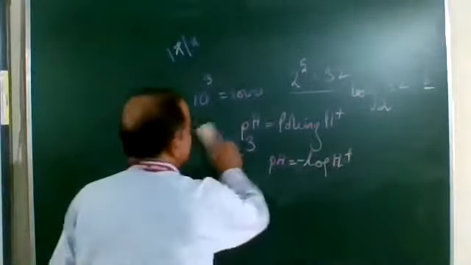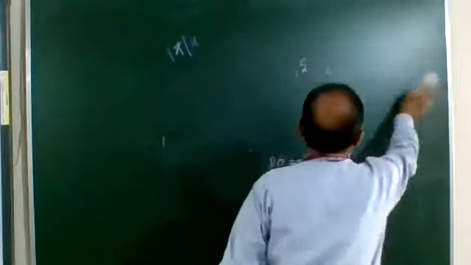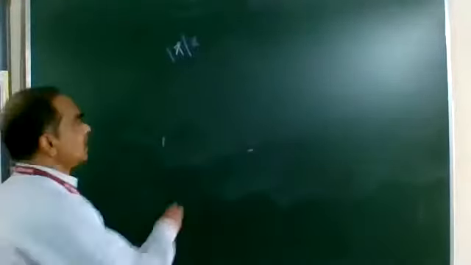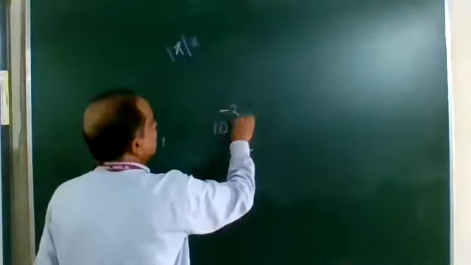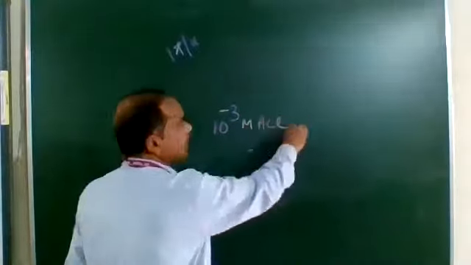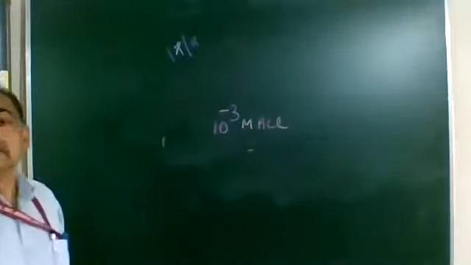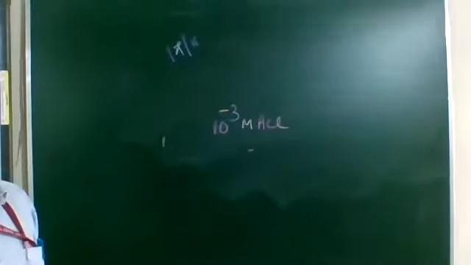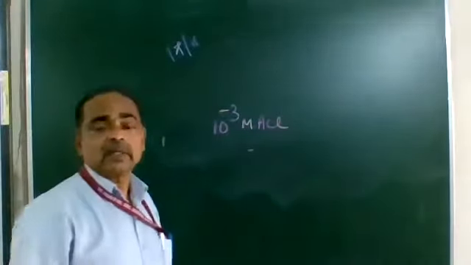Now let us find out. Let us do the calculation. For example, suppose you have 10 to the power minus 3 molar HCl. You are studying this in 9th standard: the number of moles dissolved in 1 liter is known as 1 molar.